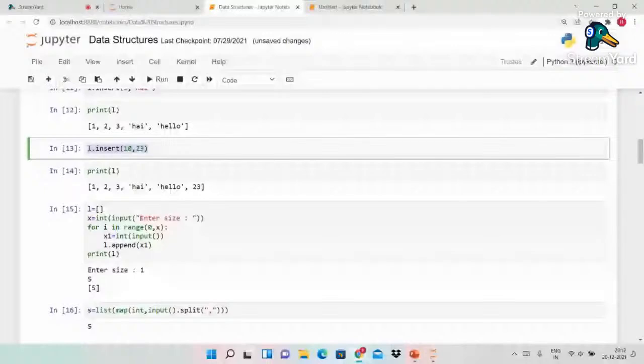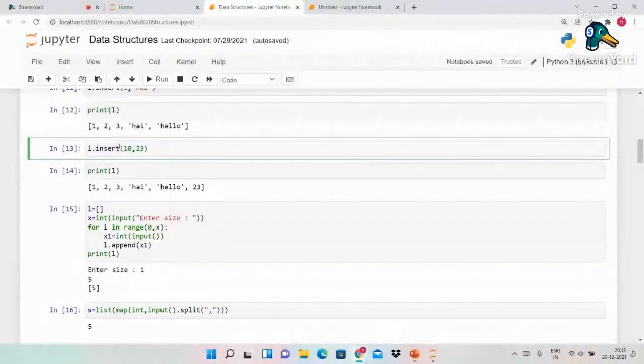Usually what happens is insert is a method. In normal programming, it is a function. And every function or method has a set of arguments. Arguments are the values which you pass to the function. Then internally, it will do the work and return the result. Let me try it for your satisfaction.